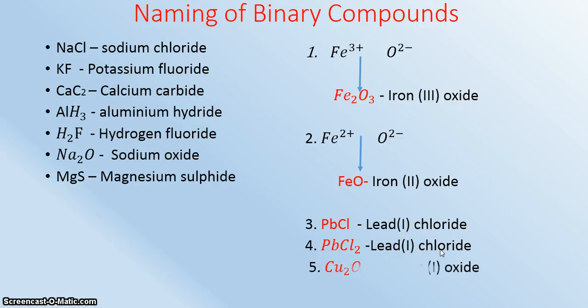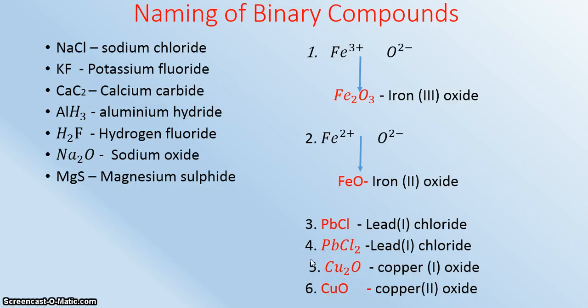And this one will be copper 1 oxide. If you do the pairings, this one is copper 1 oxide because we have 2 on oxygen, we have 1 on copper. So when it's changed, the 2 will come here, the 1 will go here, copper 1 oxide. And then this one also gives us copper 2 oxide because 2 on copper, 2 on oxygen, they'll cancel. So no number comes over here.